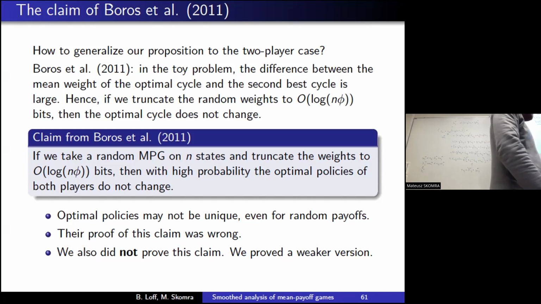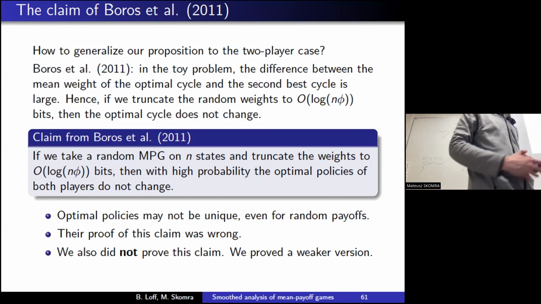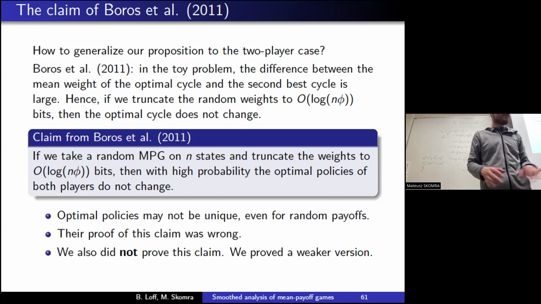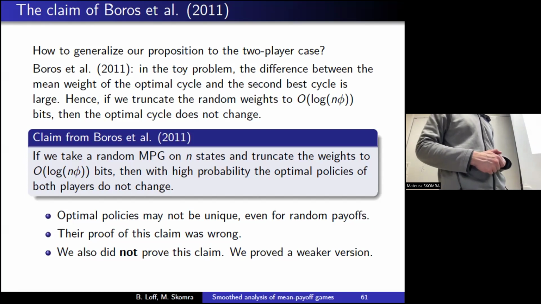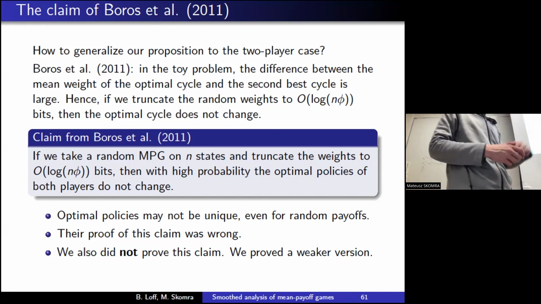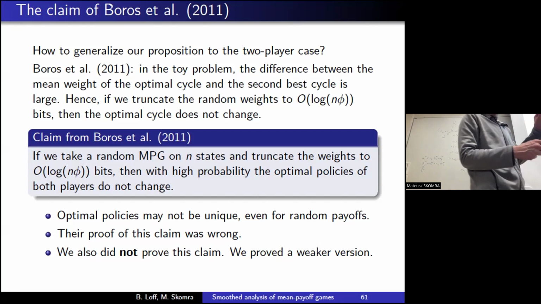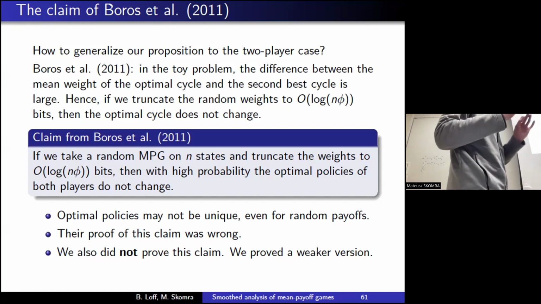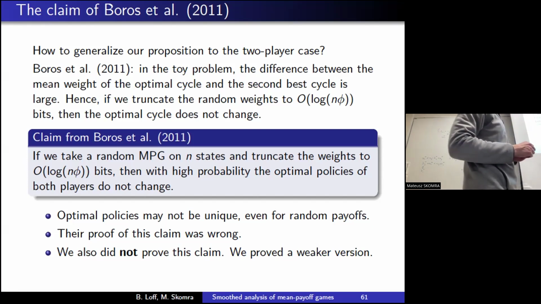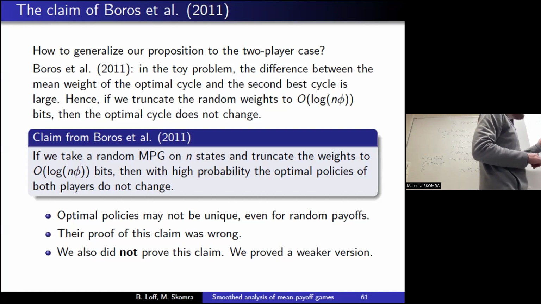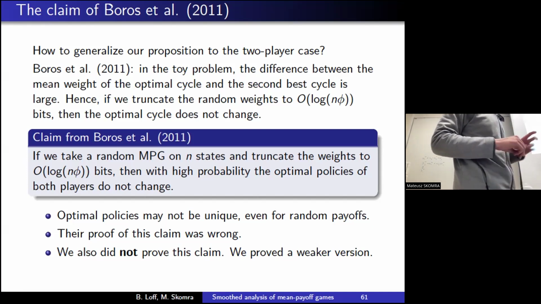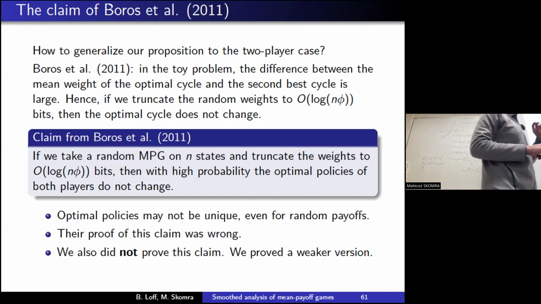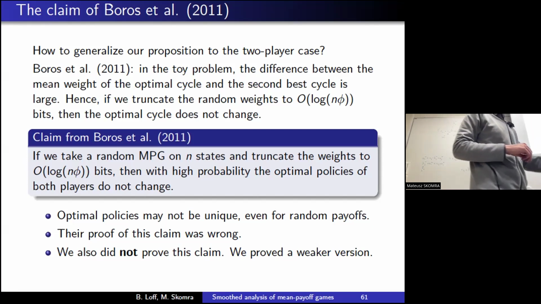So arguing that cycles and the policies and stuff like this don't change. For mean-payoff games, it's really hard because you will always find a weird counterexample where you perturb one edge slightly and somehow this changes the policy of one player, but the other player doesn't want to change it. All kinds of weird behavior can happen. So what we did with Bruno is we did not prove or reprove this claim. We will only prove a weaker, more precise version of this claim.